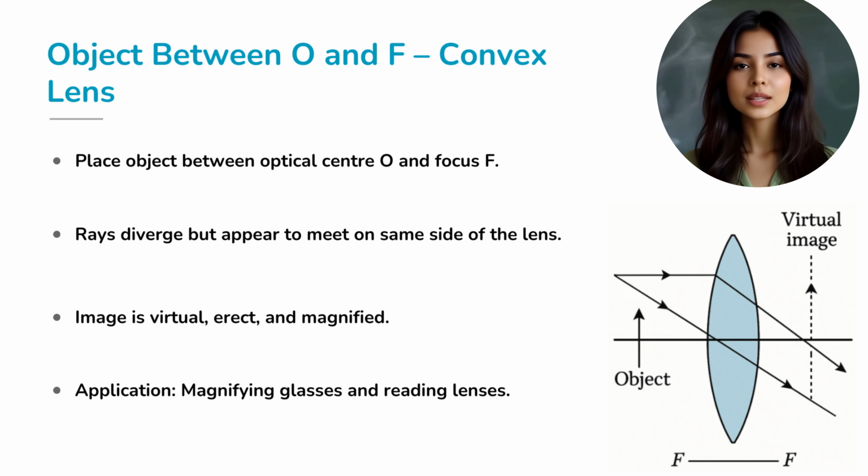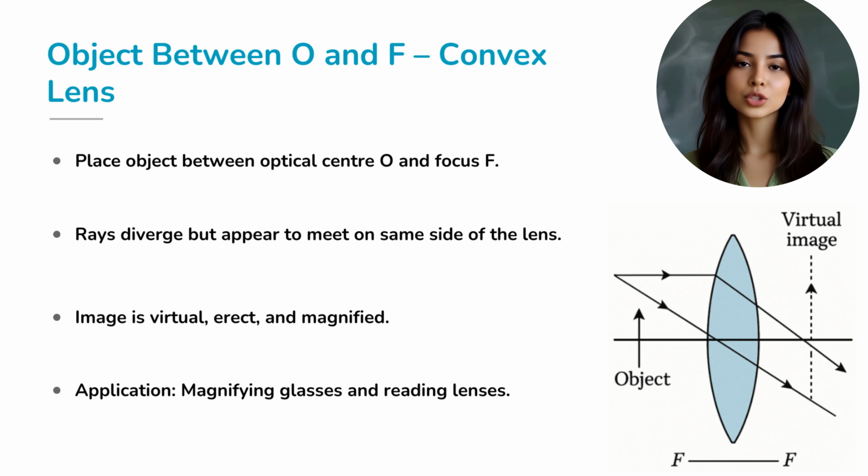Alright students, let's finish with one of the most useful cases of a convex lens, when the object is placed between the optical center O and the focus f. What happens here? The rays emerging from the object enter the convex lens and diverge after refraction. But if we trace these diverging rays backward, they appear to meet on the same side of the lens as the object. And that gives us a very different type of image.